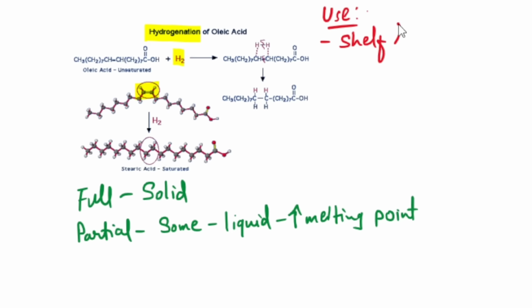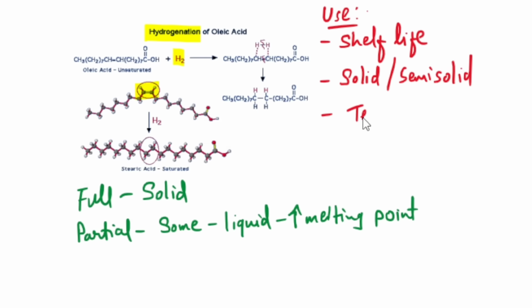First is to improve shelf life. Unsaturated fats are more prone to oxidation, which can lead to rancidity. Second is to create solid or semi-solid fat from liquid vegetable oil, for example, margarine. Third is to improve texture, for example, in the making of cookies.